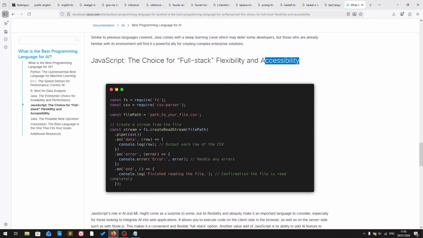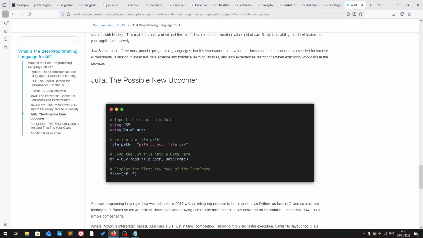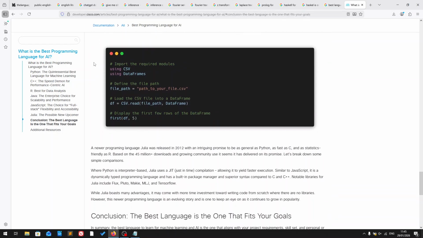Full stack flexibility and accessibility. So JavaScript again. Only yesterday I said that if you learn JavaScript, you can write your backend in Node.js, and for your frontend you don't have to learn any other language. So JavaScript is definitely one language you want to learn. As general as Python, as fast as C, and as statistics-friendly as R. So it combines three things, which is something you would want to have. Based on 40 plus million downloads and a growing community, delivered on its promise.